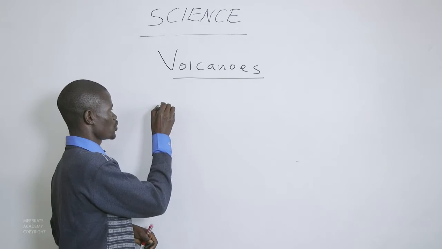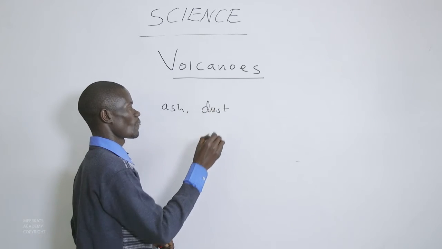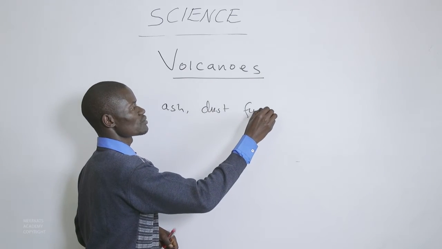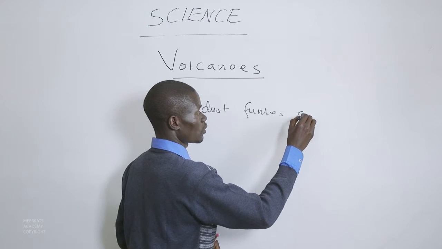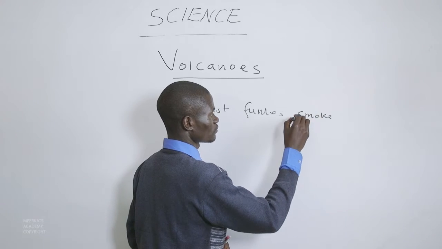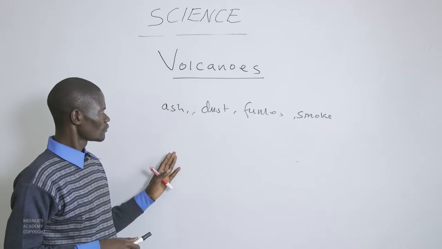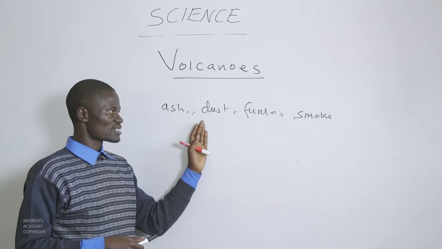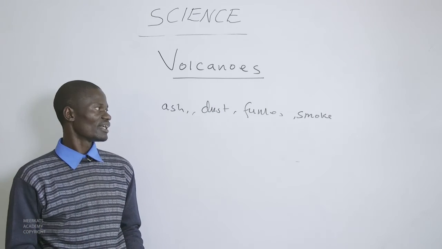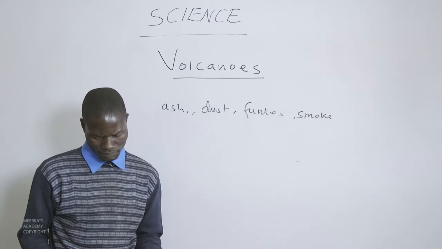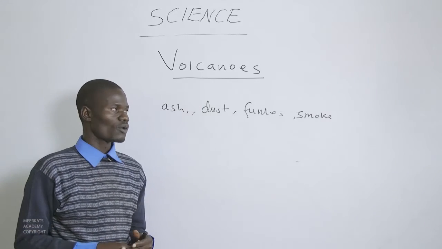especially the ash. We also have dust, and we also have some fumes, even the smoke. All of these have some effect. For example, when the ash, dust, and smoke are prevalent in the atmosphere, I've just given an example of Mount Pinatubo. When it takes a longer time in the atmosphere, what happens?